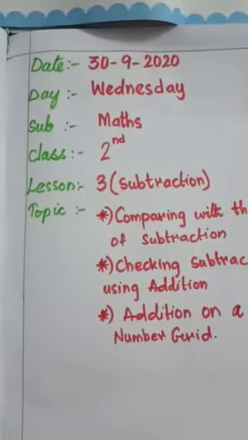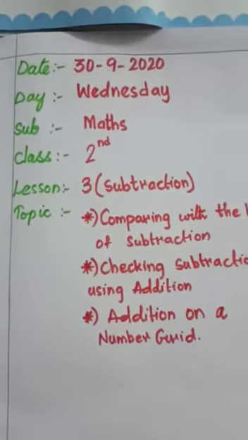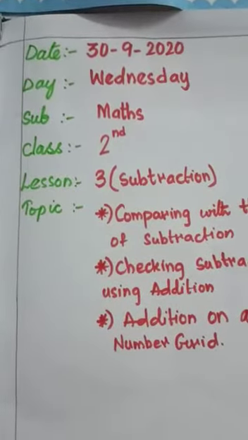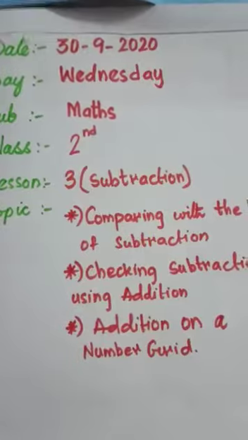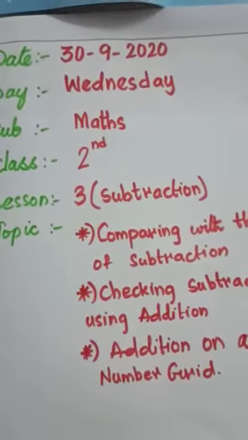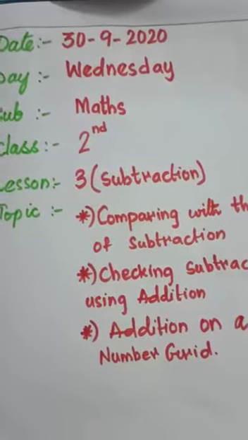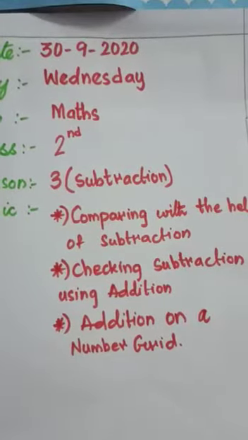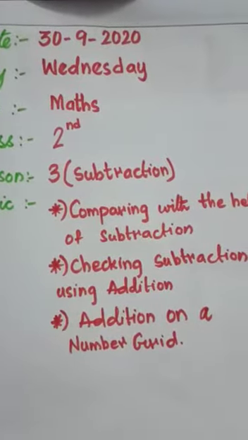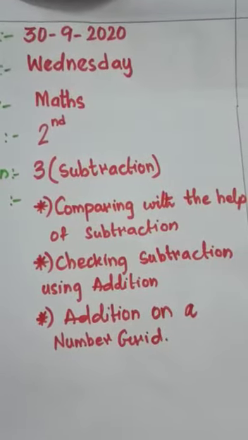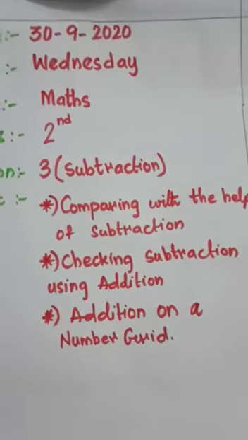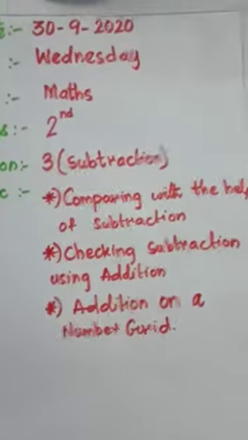Welcome to your online class of subject maths. Till now we have learned numbers, addition, and in our third lesson we are learning subtraction. What is subtraction? When things are taken away, they are being subtracted. The sign of subtraction is minus.